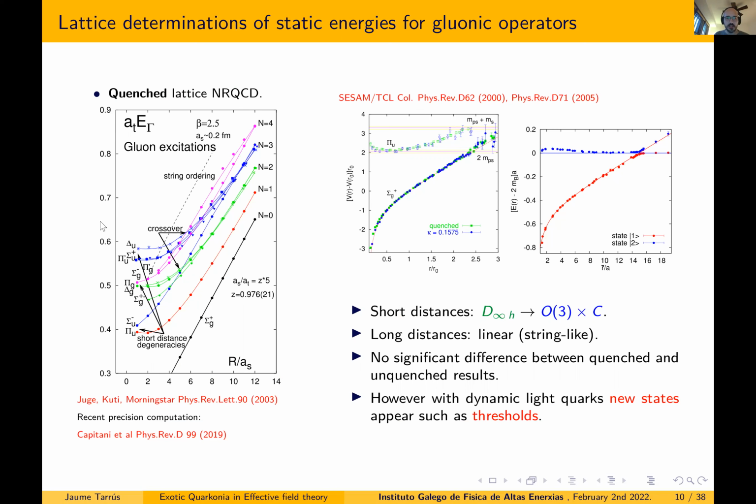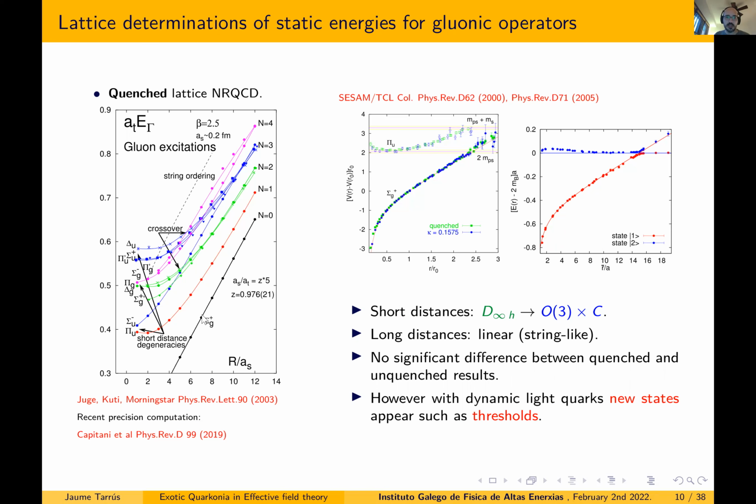behaviors of the static energies. So we have that at short distance, they form degenerate multiplets, and this is because at short distance, when the distance between the heavy quarks goes to 0, we expect to recover this spherical symmetry. And this is a larger symmetry group, which means that states that live in several representations here will go to the same representation of O(3) times charge conjugation in the short distance limit.